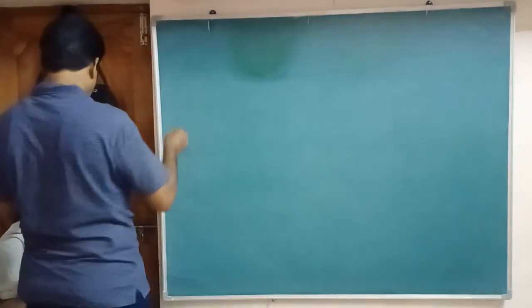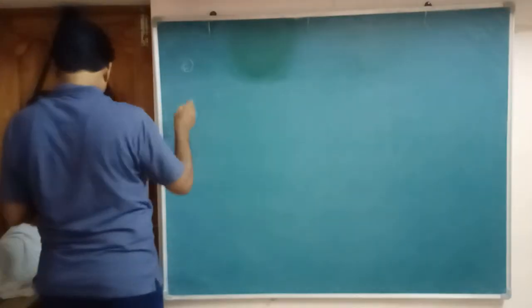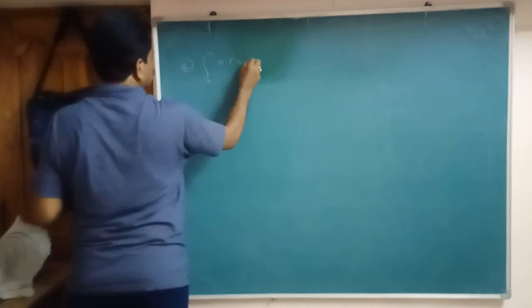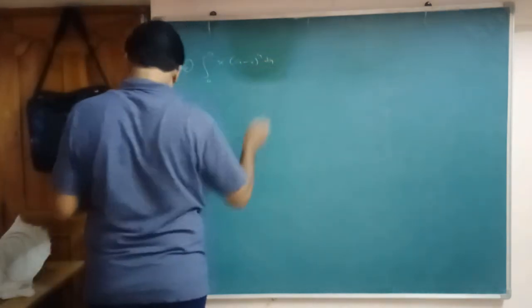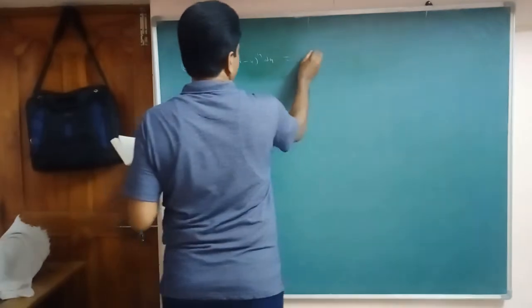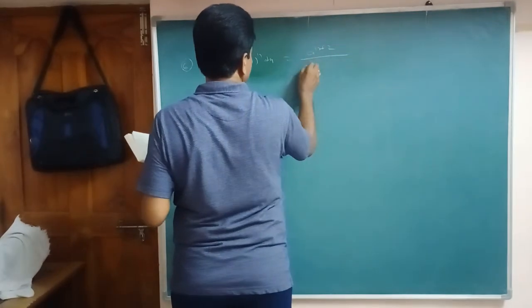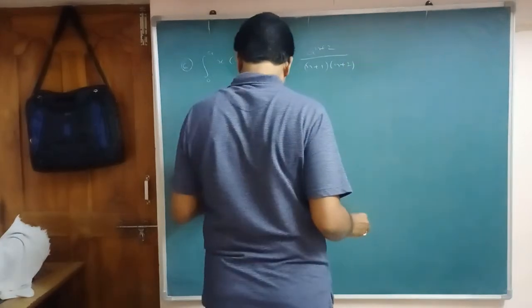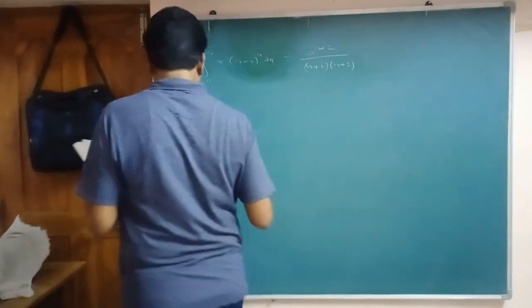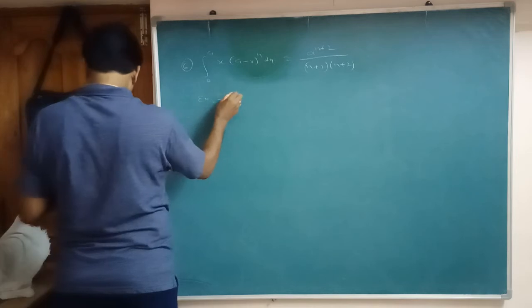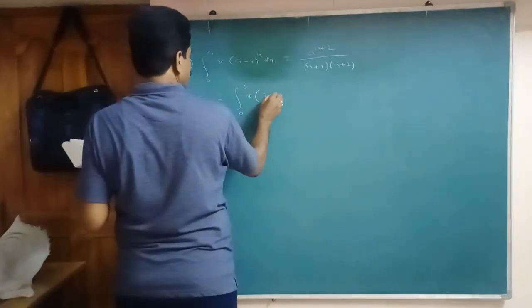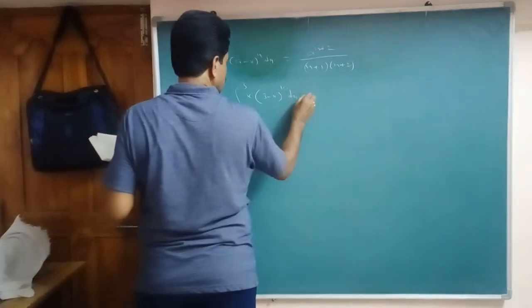Next one, sixth one. Integral 0 to a x into (a minus x) whole power n dx equal to a power n plus 2 by (n plus 1) into (n plus 2). Example: integral 0 to 3 x into (3 minus x) whole power 10 dx equal to dash.